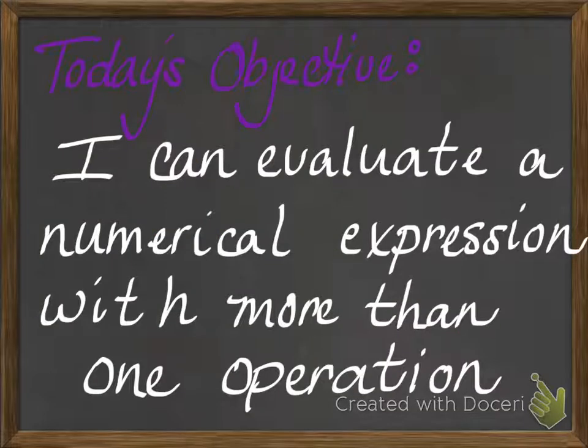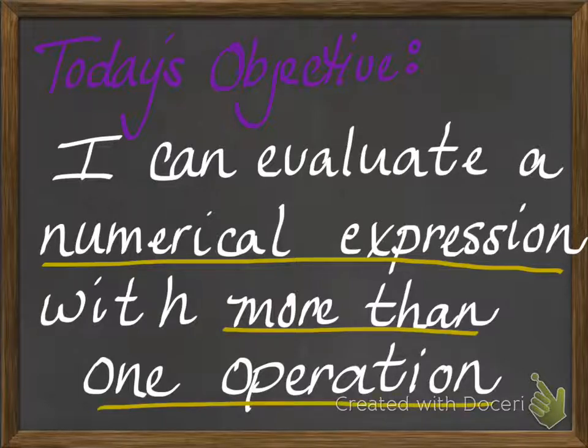Today's objective is I can evaluate a numerical expression with more than one operation. So a numerical expression would just be a number sentence, and it's going to have more than one operation, meaning it's going to have addition and subtraction, maybe some multiplication, and perhaps some division. So it's going to have one or more than one of those. It could have up to all four of the different types of operations.